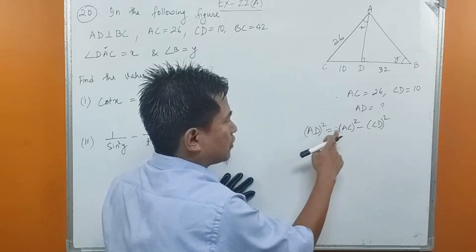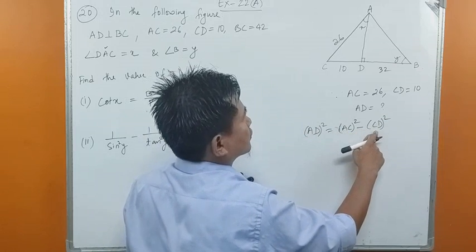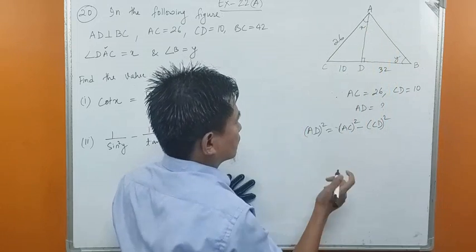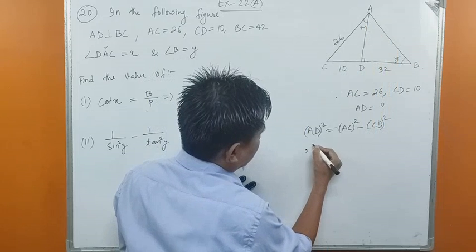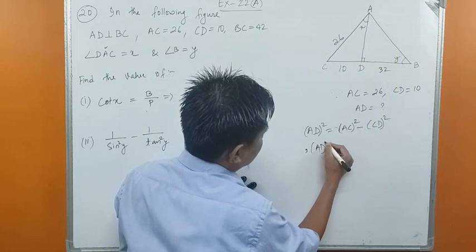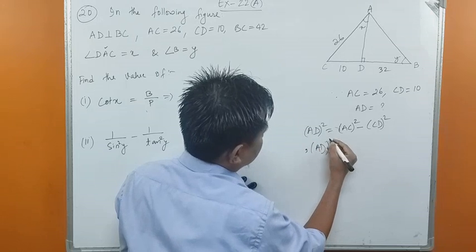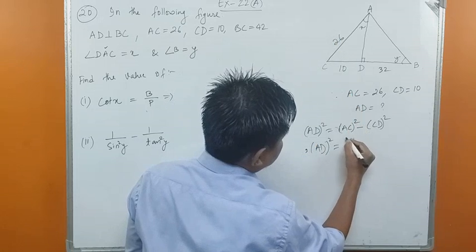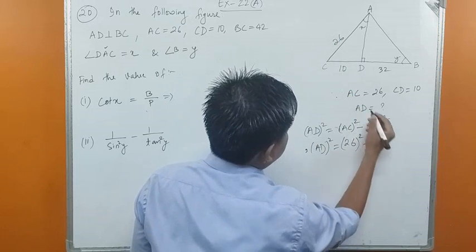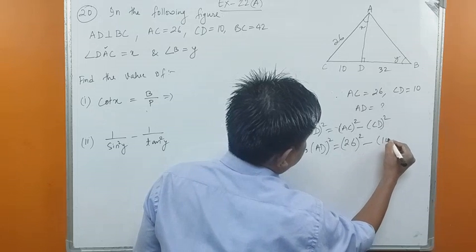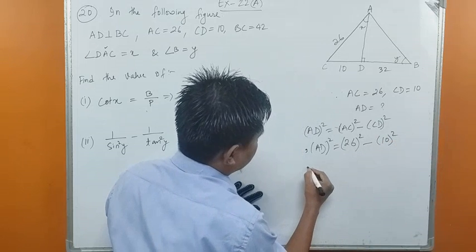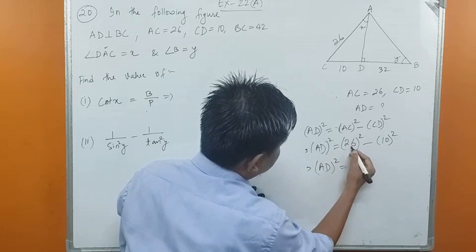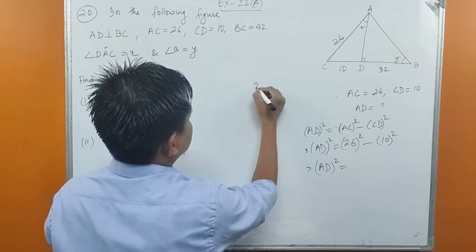Base square equals hypotenuse square minus perpendicular square. So AD whole squared equals AC, which is 26, whole squared minus CD, which is 10, whole squared. Or AD whole squared equals 26 squared, which is 576, isn't it?